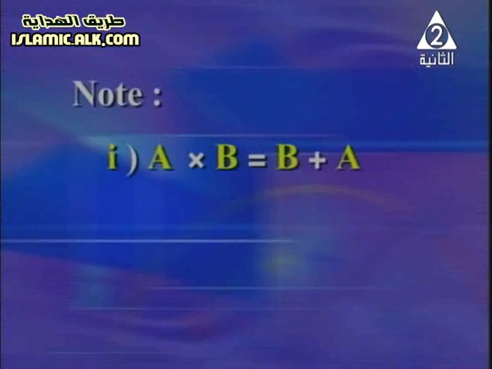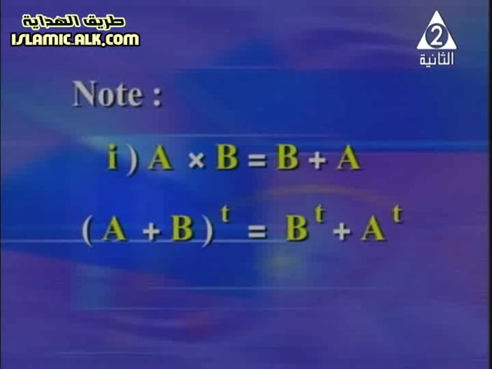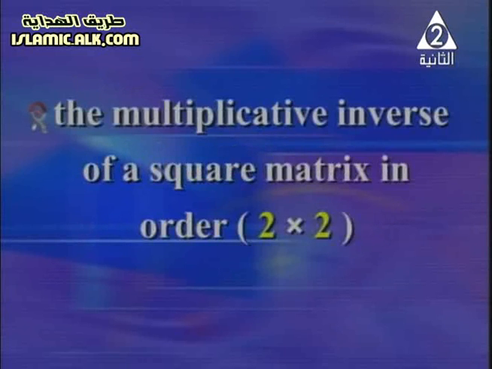Note, dear student, A times B does not equal B times A. The transpose of A plus B equals B transpose plus A transpose. Also, the transpose of A times B equals B transpose times A transpose. Now the multiplicative inverse of a square matrix of order 2 times 2.